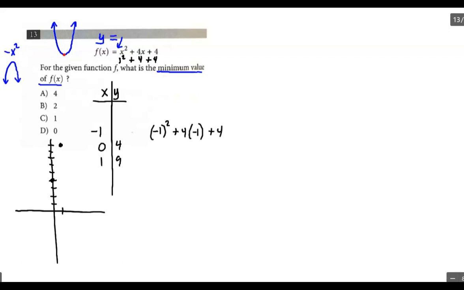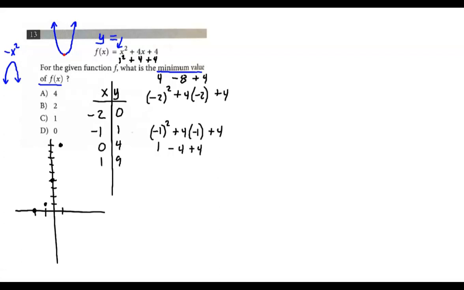And if you're good at mental math, this can be quick. If not, using a calculator, this can be kind of slow. But I got 1 minus 4 plus 4. Ooh, so I'm dropping down. At -1, I'm up at 1. Well, let's go a little bit further. If I go to -2, so -2 squared plus 4 times -2 plus 4, well, that comes out to be 4 minus 8 plus 4. Well, that's 0. So at -2, I'm down here at 0.